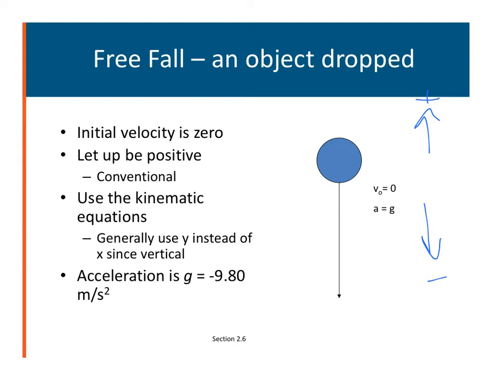And we can use the kinematic equations to solve for any displacement or time. And typically when we do the displacement, since we're talking vertical displacement, we will use y instead of x. And we know our acceleration is always going to be constant, and that's just a value of negative 9.8 meters per second squared, and it's negative because we're saying up is positive.